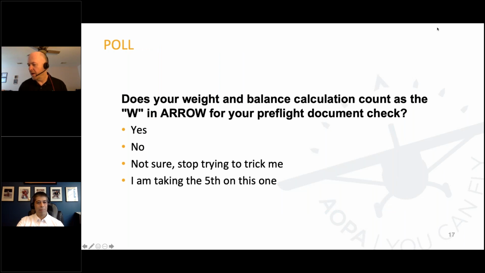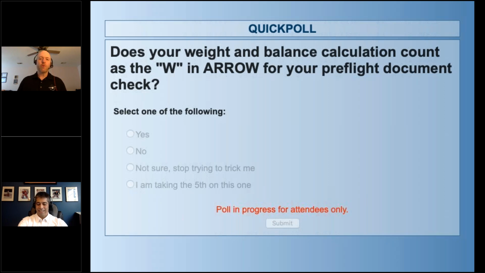All right, poll. Let's run that poll. This one gets at the pre-flight checklist that somebody asked about earlier. It says, does your weight and balance calculation count as the W in AERO? As a reminder, AERO is the acronym we can use for our pre-flight documents: the airworthiness certificate, registration certificate, the second R if you're flying internationally, the radio station permit, the operating handbook or POH, and then the weight and balance. So the question is, does the calculation that you do count? Select one: is that a yes, is that a no, not sure, stop trying to trick me, or I'm taking the 5th on this one.